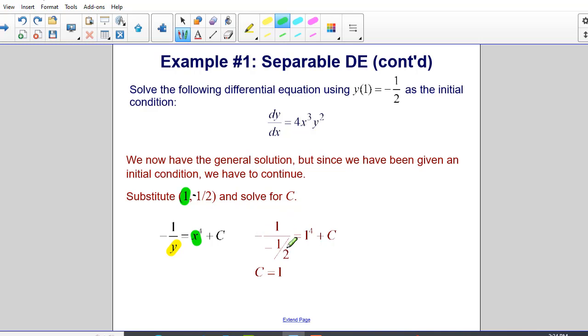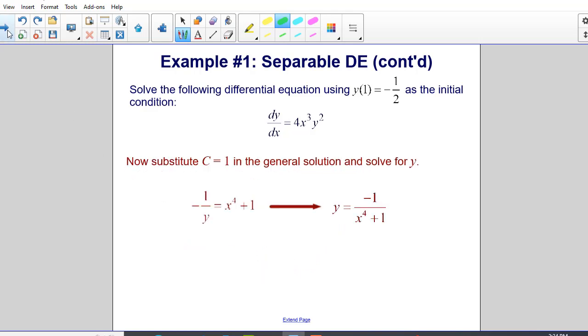Negative 1 over negative 1/2 is equal to 1 to the 4th power plus c, and that tells me that c is equal to 1. Now I substitute c equals 1 into the general solution, and that gives me negative 1 over y is equal to x to the 4th plus 1. Solving for y, we get our final specific equation. y is equal to negative 1 over x to the 4th plus 1.